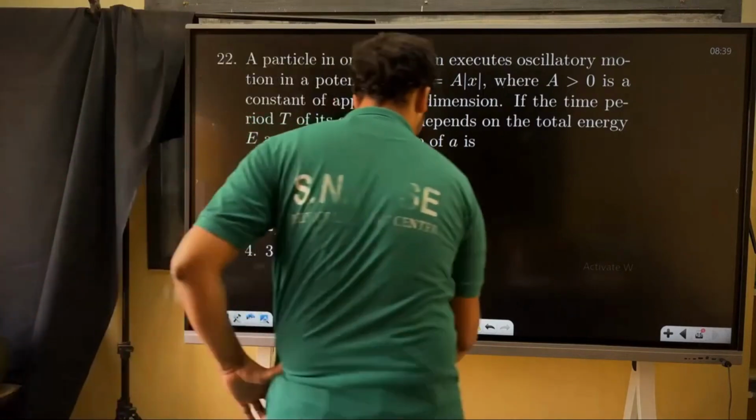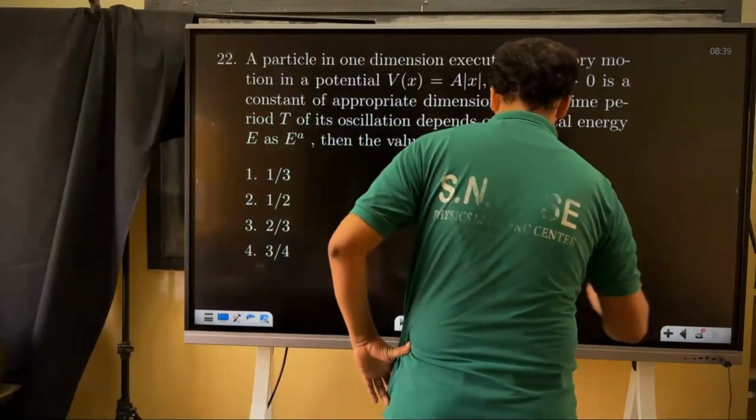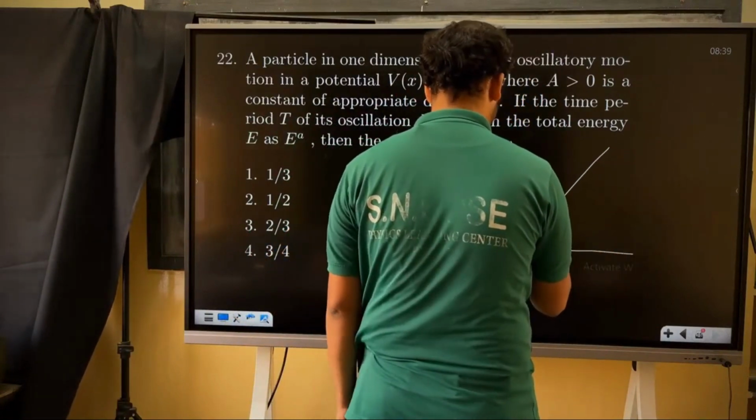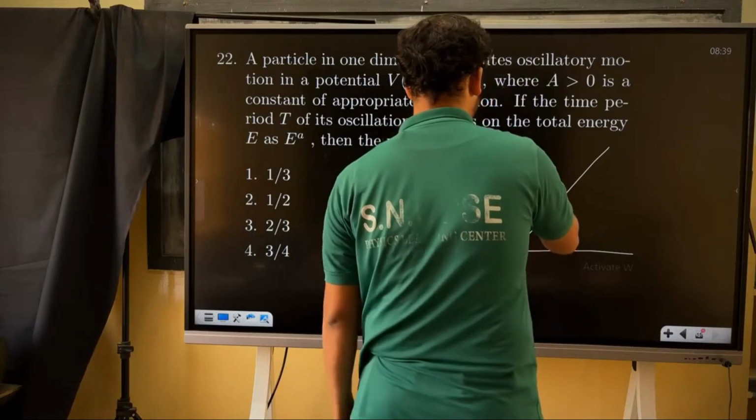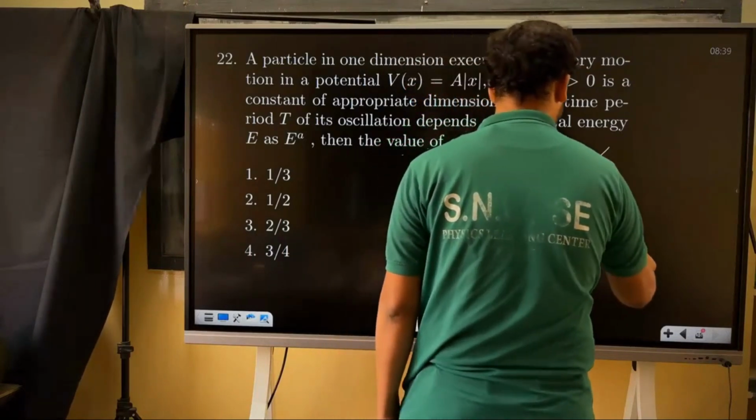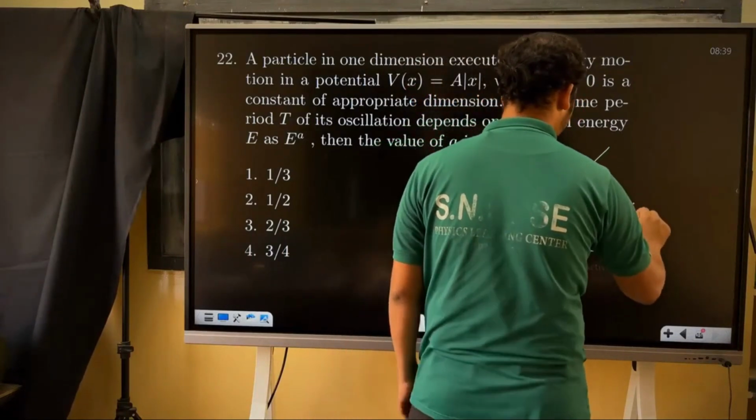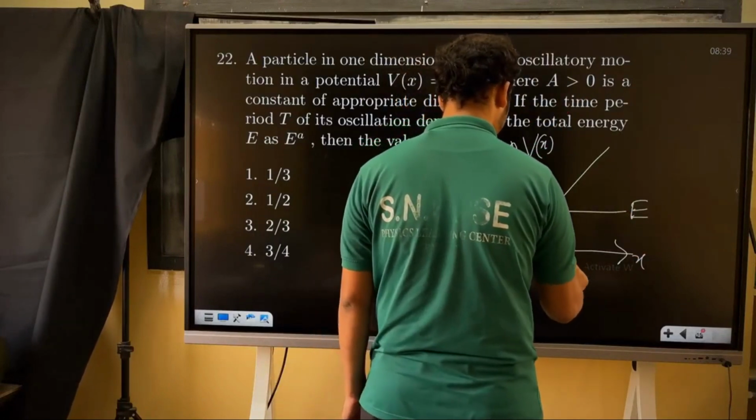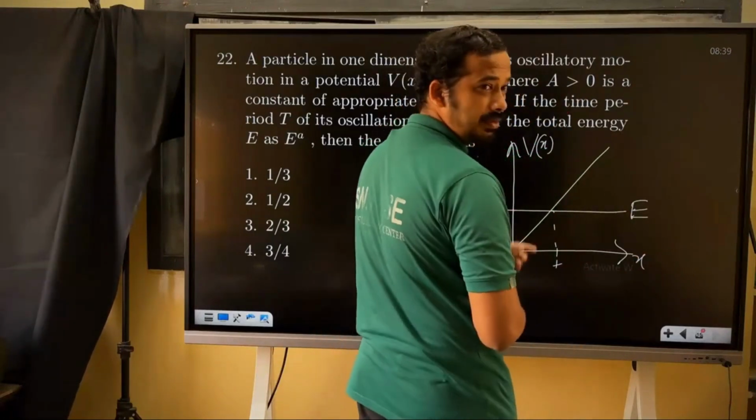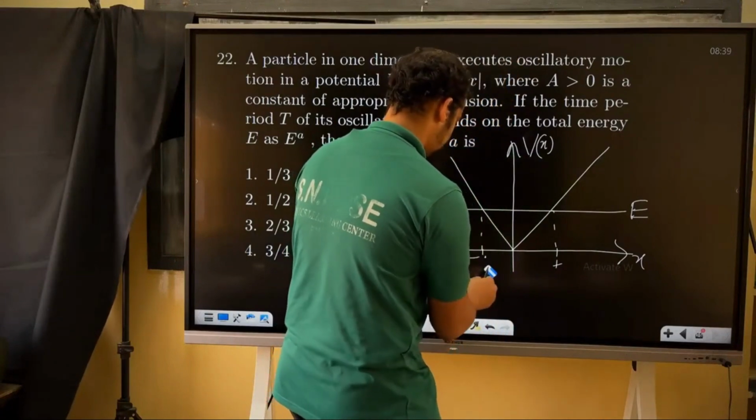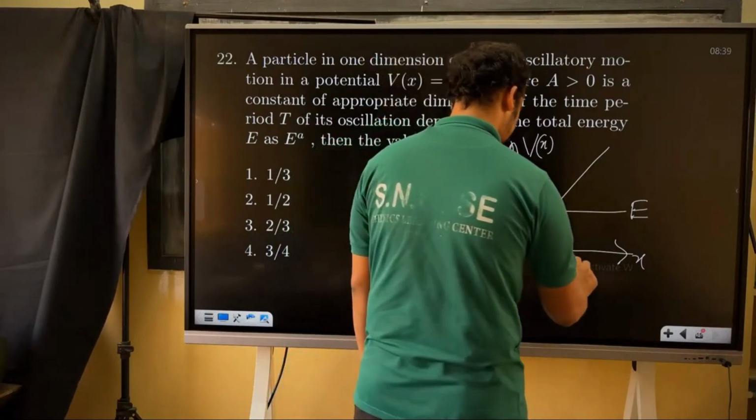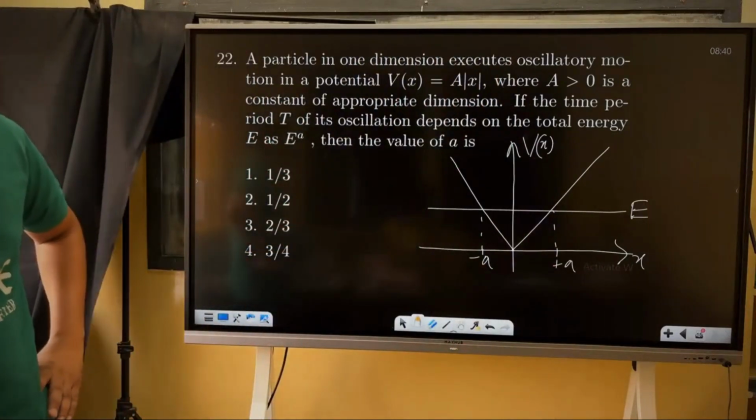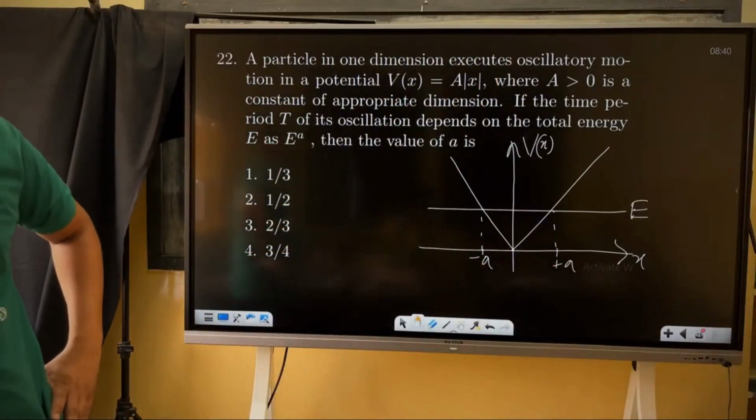It has a sharp edge, that's right. But still, pick up V of x as a function of x. Still, it can have energy and oscillation. Again, I wrote a. Why? Minus a to plus a. Small a is my amplitude. It can do the oscillation. Fine?